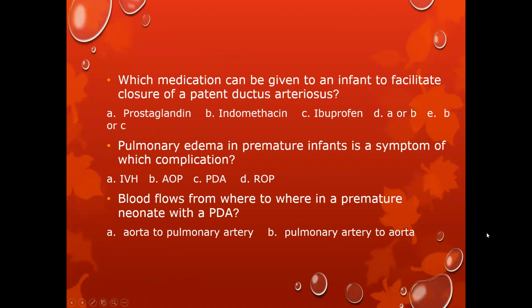What medication can be given to an infant to facilitate closure of a patent ductus arteriosus? Letter E, that's correct. You can give indomethacin, you can give ibuprofen, and that will reduce the circulating prostaglandins.